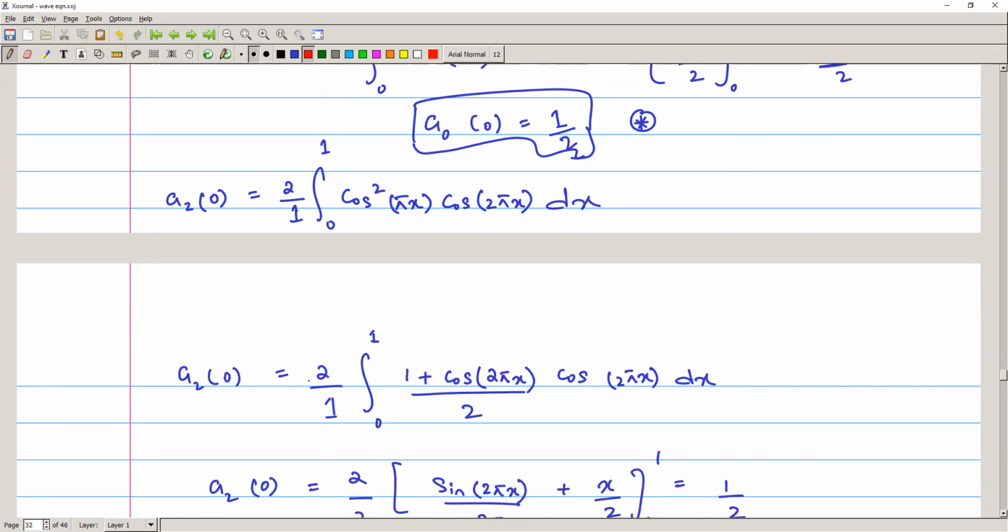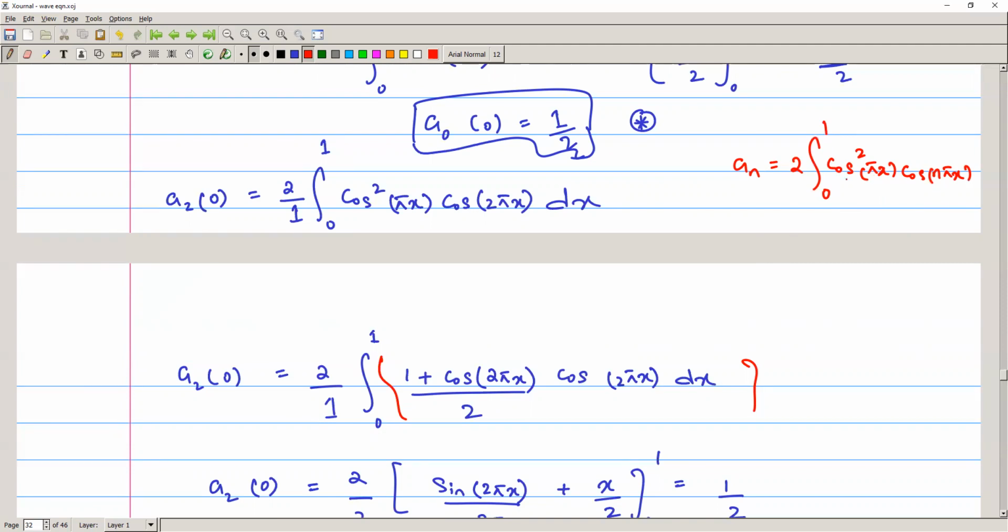Here a2 of 0 is equal to 2 over 1 times the integral of this function, right? So in general, if you want to find an for this particular integral, from 0 to 1 we have to integrate cosine squared pi x with cosine n pi x. But again, you know that we will get the value only when n is equal to 2 here, right? Because now let me construct the solution for this.